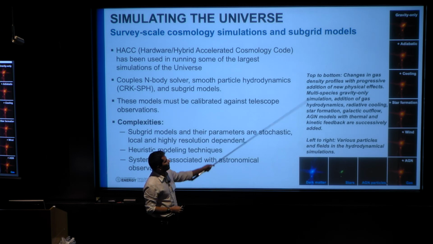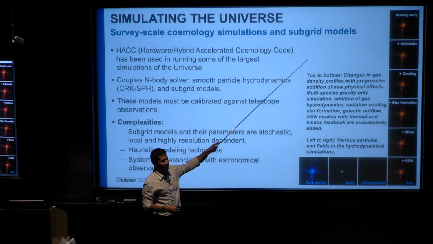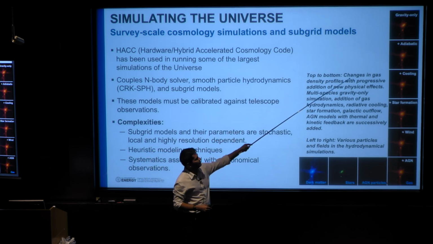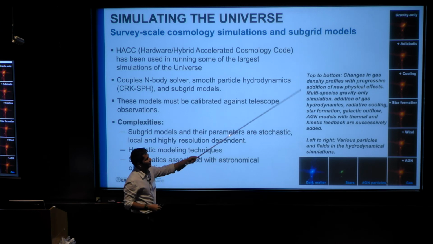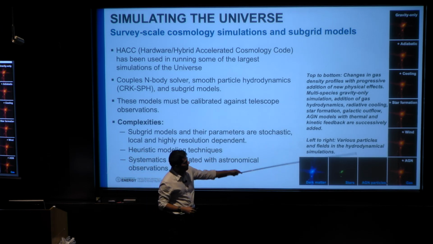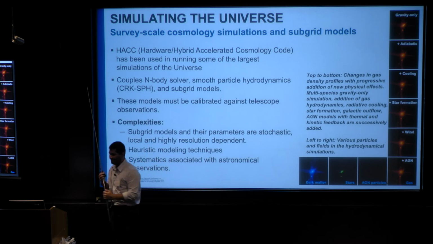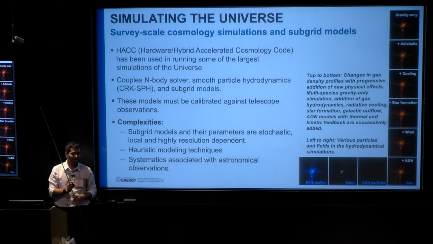And then different effects are on the y-axis. We are successively adding different effects. Initially, there is multi-species gravity only. Then some adiabatic effects are added. Then a bunch of subgrid models for cooling, AGN cooling, star formation, galactic outflows, and AGN feedback. Even though it's not very clear what difference these things make, you can still see them in summary statistics. And maybe if you really zoom in, you can see them very clearly.